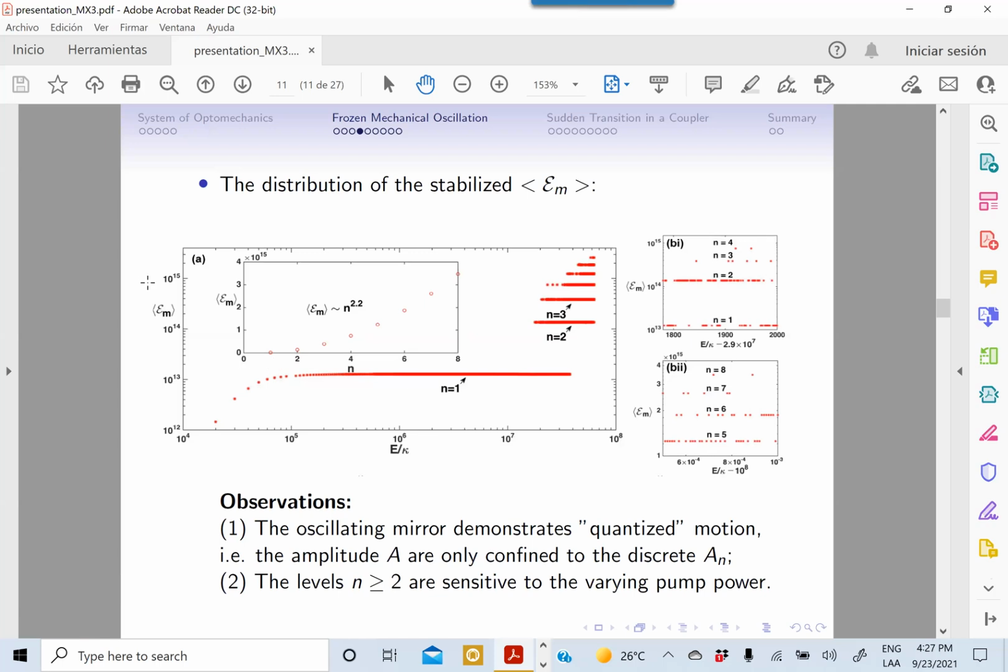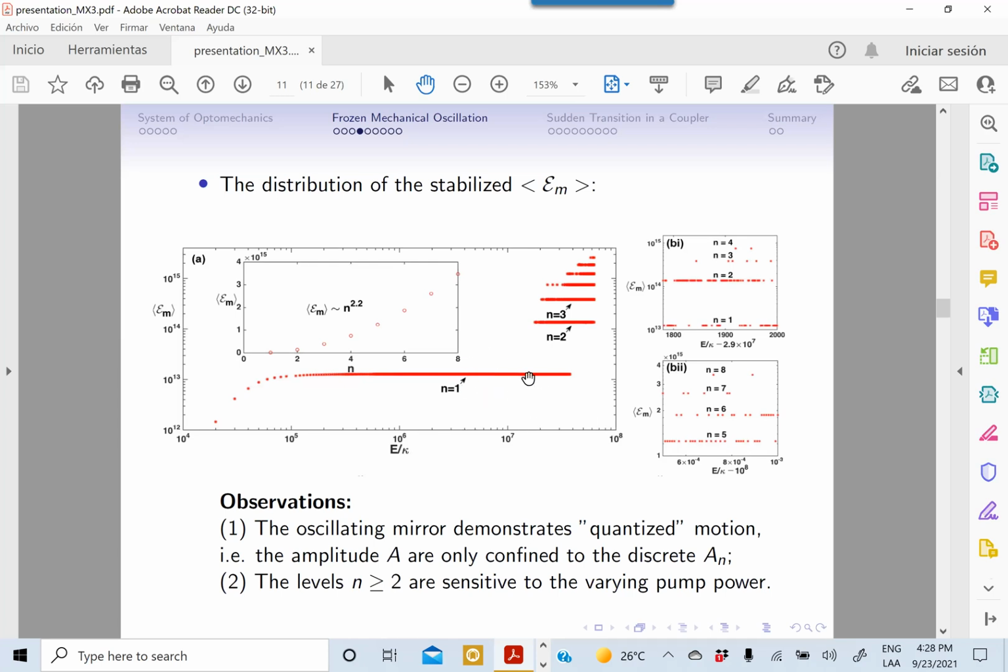What is the vertical axis? The vertical axis is just the average mechanical energy, 0.5 A squared. The horizontal axis is the external pump amplitude, related to pump power. Notice that this mechanical energy can only take some discrete values, as in this figure. It means that the mechanical oscillation amplitude can only take some quantized values. It's no longer continuous.